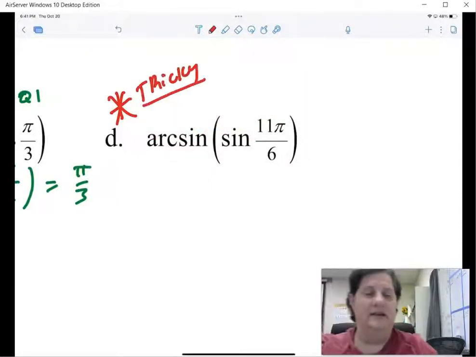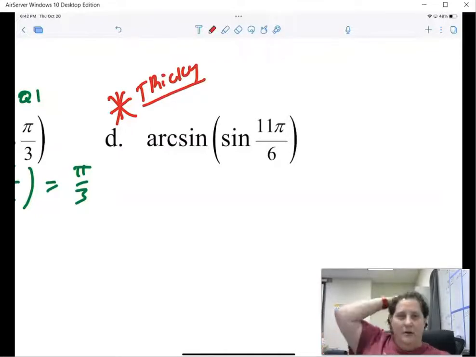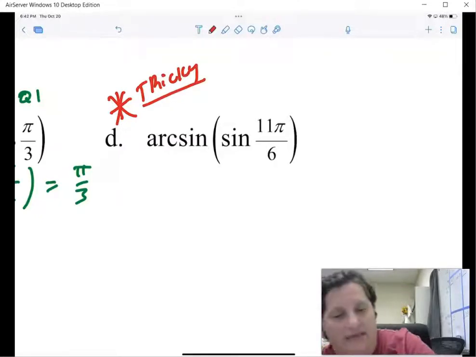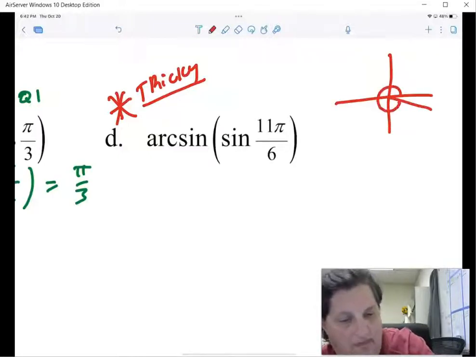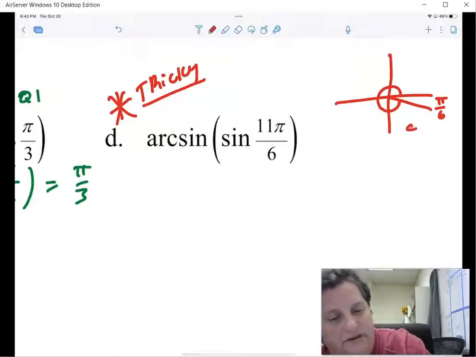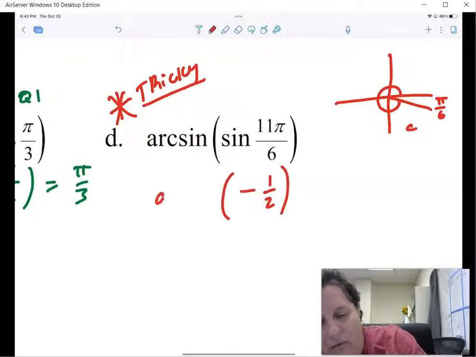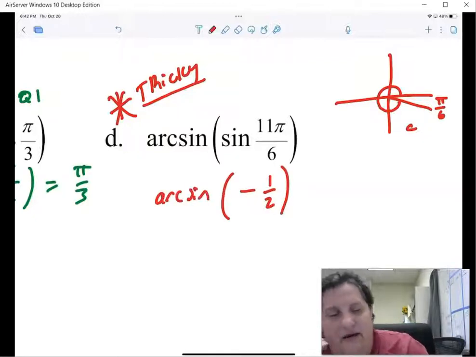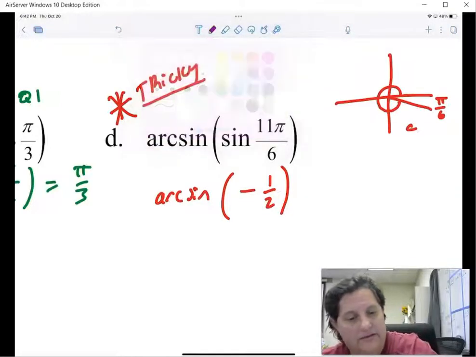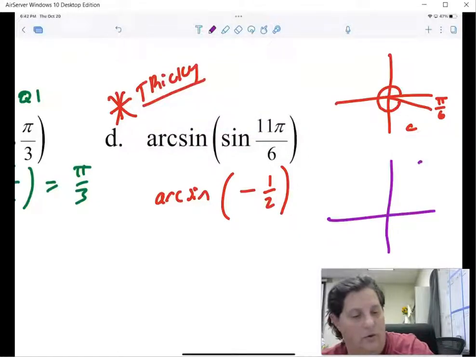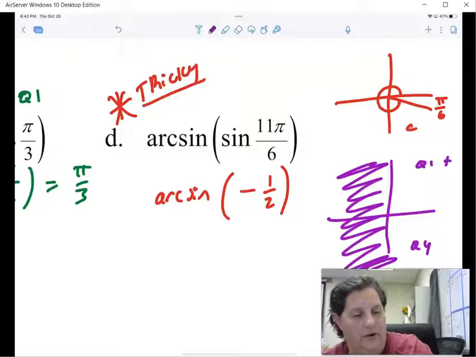This is like the very first example that we did on this page. What's the sine of 11 pi over 6? Regular trig stuff, remember? 11 pi over 6 stops right before 12 pi over 6. Reference angle pi over 6. In the fourth quadrant, it's negative. Pi over 6 is a half. Now, what's the arc sine of negative a half? Well, sine can only exist in quadrants 1 or 4. It's positive in quadrant 1, negative in quadrant 4.